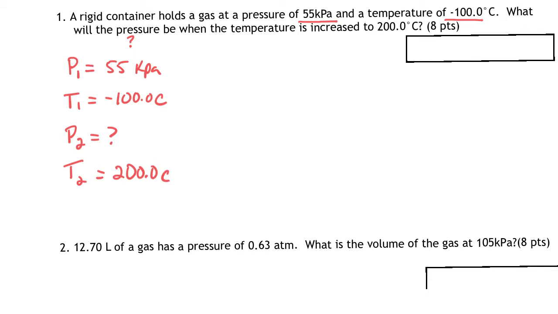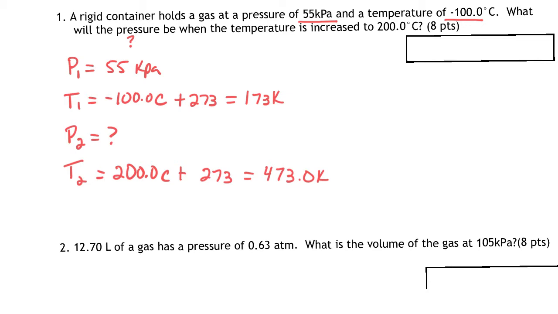Well, as I'm looking at this, the first thing I need to do is convert my temperatures to Kelvin. So I'm going to add 273. When I do that, this is going to be 173 because I've got a negative number there. And I'm going to do the same thing here. So I'm going to add 273, and that's going to give me 473.0. And that's going to be Kelvin, and this is Kelvin. All right, I'm ready to start working this problem.